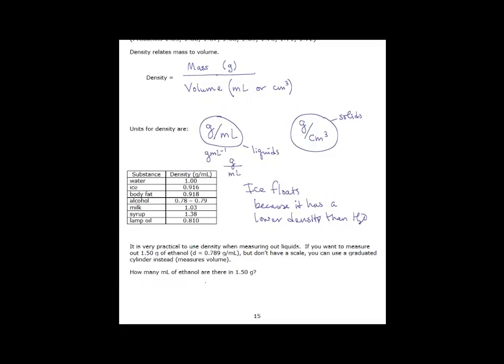So, like I said, water has a density of 1 gram per milliliter. Ice has a density 0.916. Body fat 0.918. So if you think about swimming or hot tubs, body fat would float, but we're not 100% body fat.